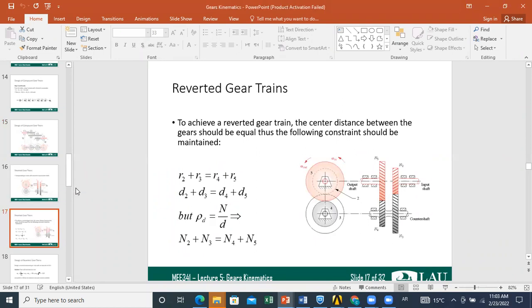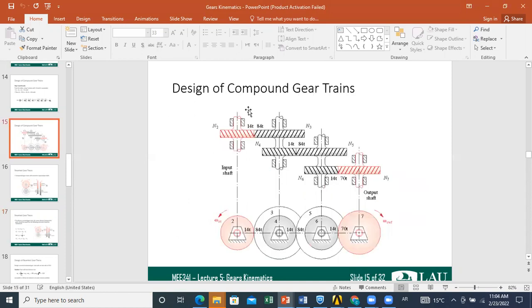The main difference is that in reverted gear trains, we place the input and output gears on the same shaft. While if you look at your compound gear trains, the input shaft will only contain the input gear, and the output shaft will just contain the output gear, and the intermediate sets will be constituted of parallel gears on the same shaft.